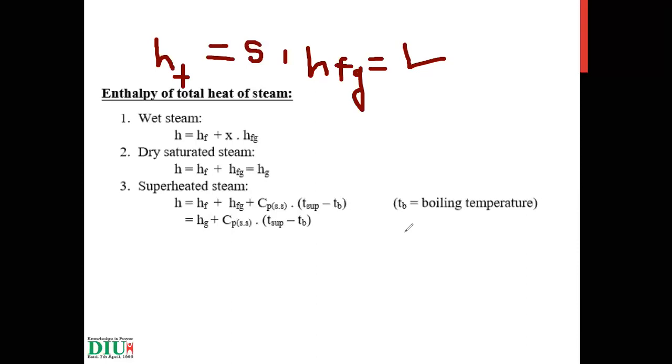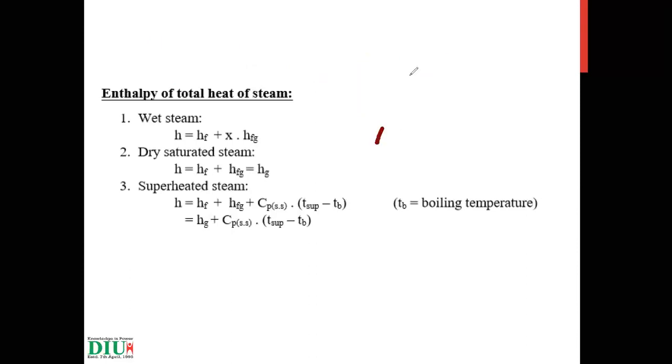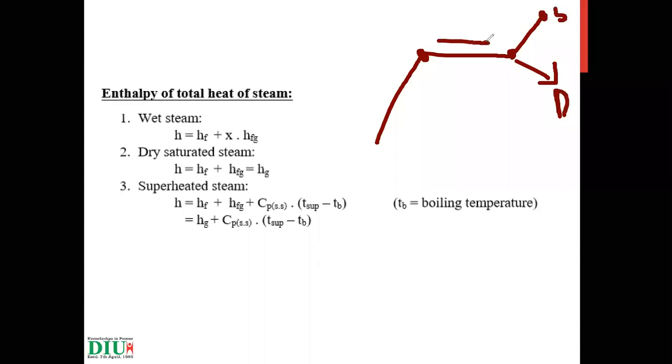So let me draw that transformation one more time. This was the dry steam region, dry steam point. This was the superheated steam, and this total is the wet steam region. Now we need to make the equation for all three. We all know that this is sensible heat and this is latent heat. There is a change of state, not the temperature.